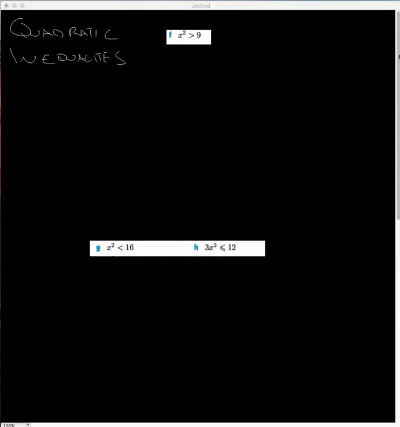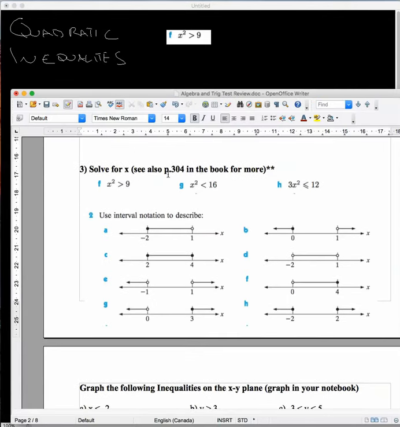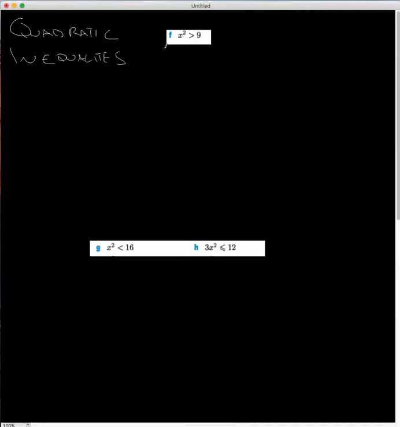Okay, so we're going to do the quadratic inequalities. So these are here. It says solve for x, and we'll start with x squared greater than 9. So this is a quadratic inequality. Okay, it's different than the linear inequalities.